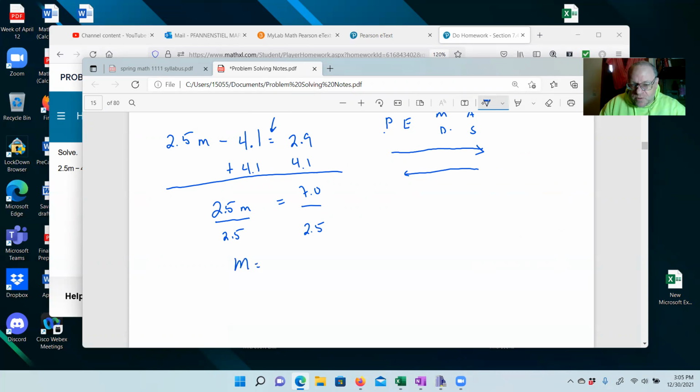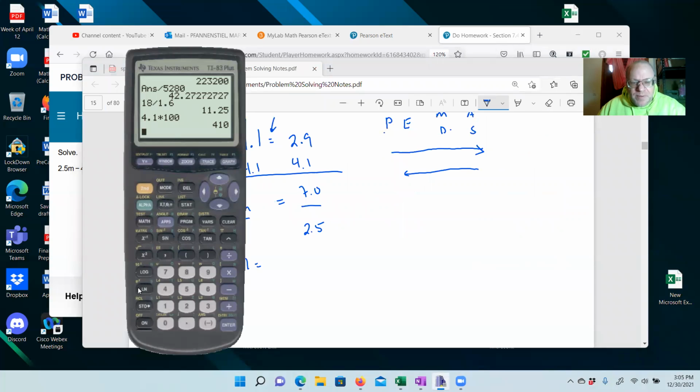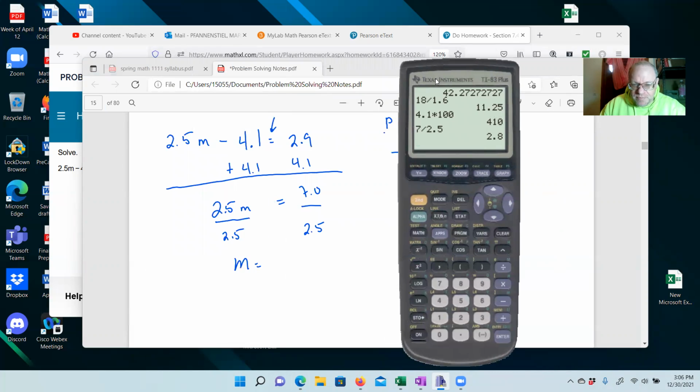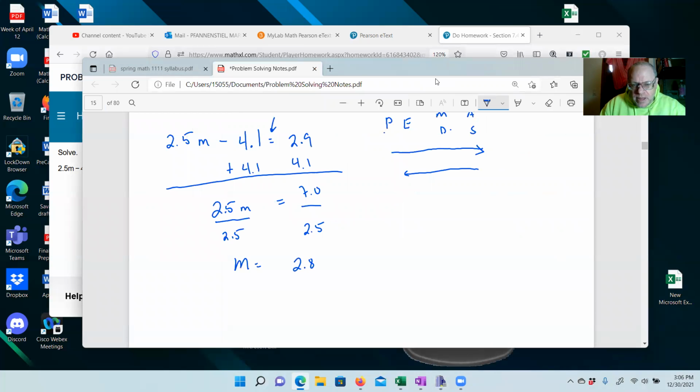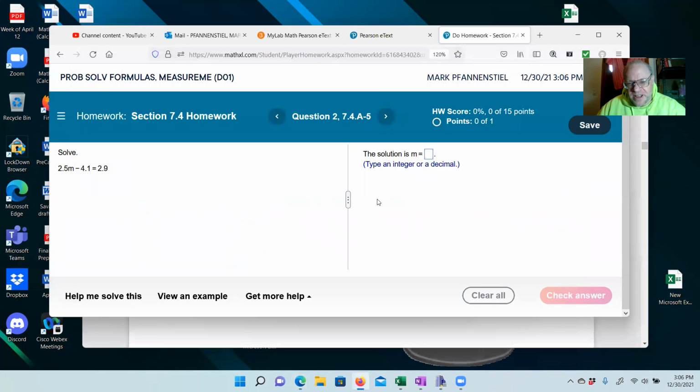So m is going to be, I don't know what 7 divided by 2.5 is. That's why we invented calculators. So 7 divided by 2.5, we end up with 2.8. And that's what we're doing. Actually, we've been doing one-step equations with algebra the whole class. It just tricked you by not using the word. I'm sure you weren't tricked.